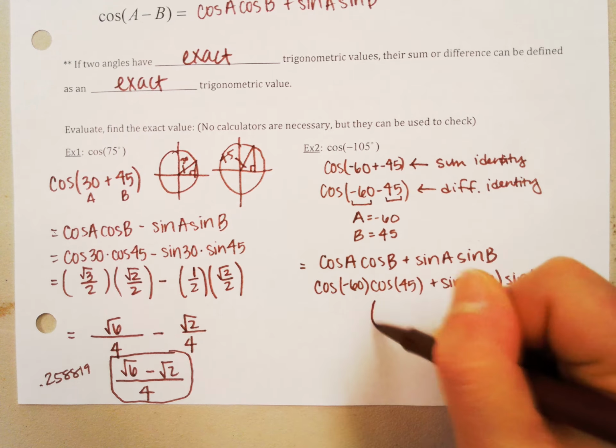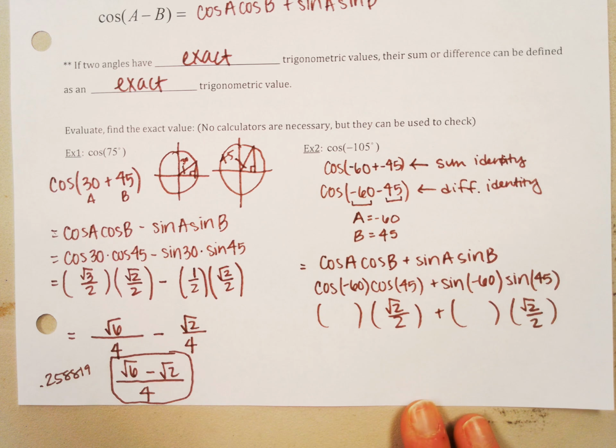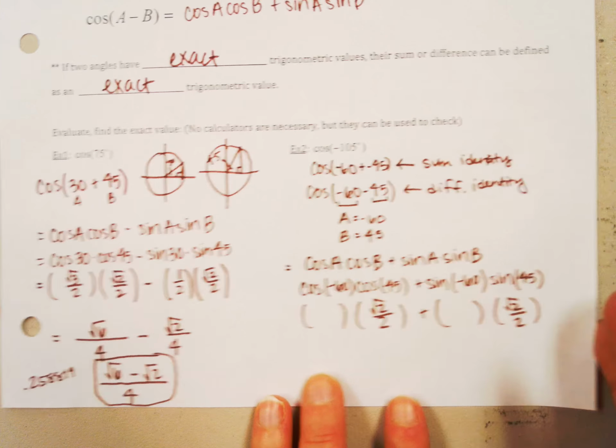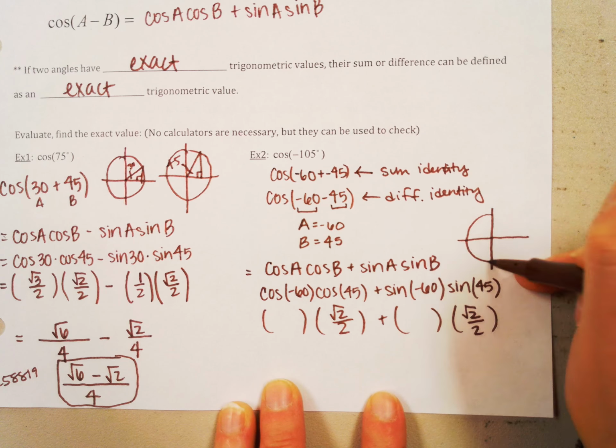I already know the cosine of 45 degrees is root 2 over 2, and I know the sine of 45 degrees is root 2 over 2 too. So I don't have to deal with that too much. I'm not even going to draw a reference triangle for that, but I will do it for the negative 60.